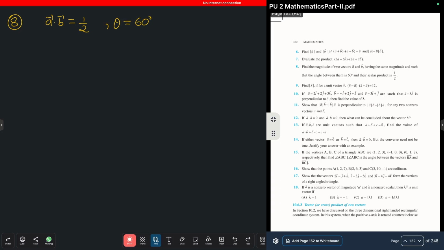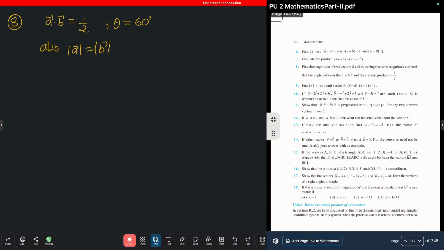And one more line is mentioned: having the same magnitude. It means vector A and vector B have equal magnitude. It means mod A equals mod B.